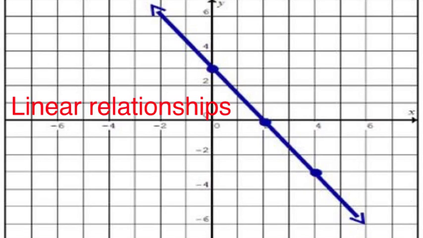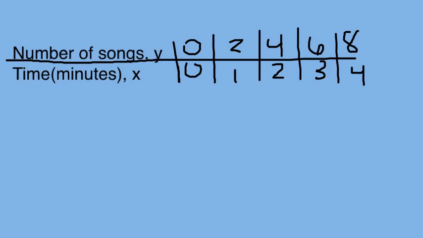Hello. In this video, we're going to discuss linear relationships. Linear relationships are straight line graphs, and they're just like the one that you see in the picture right here. They form a line, linear relationships. So we're going to take a look at the example on your notes.